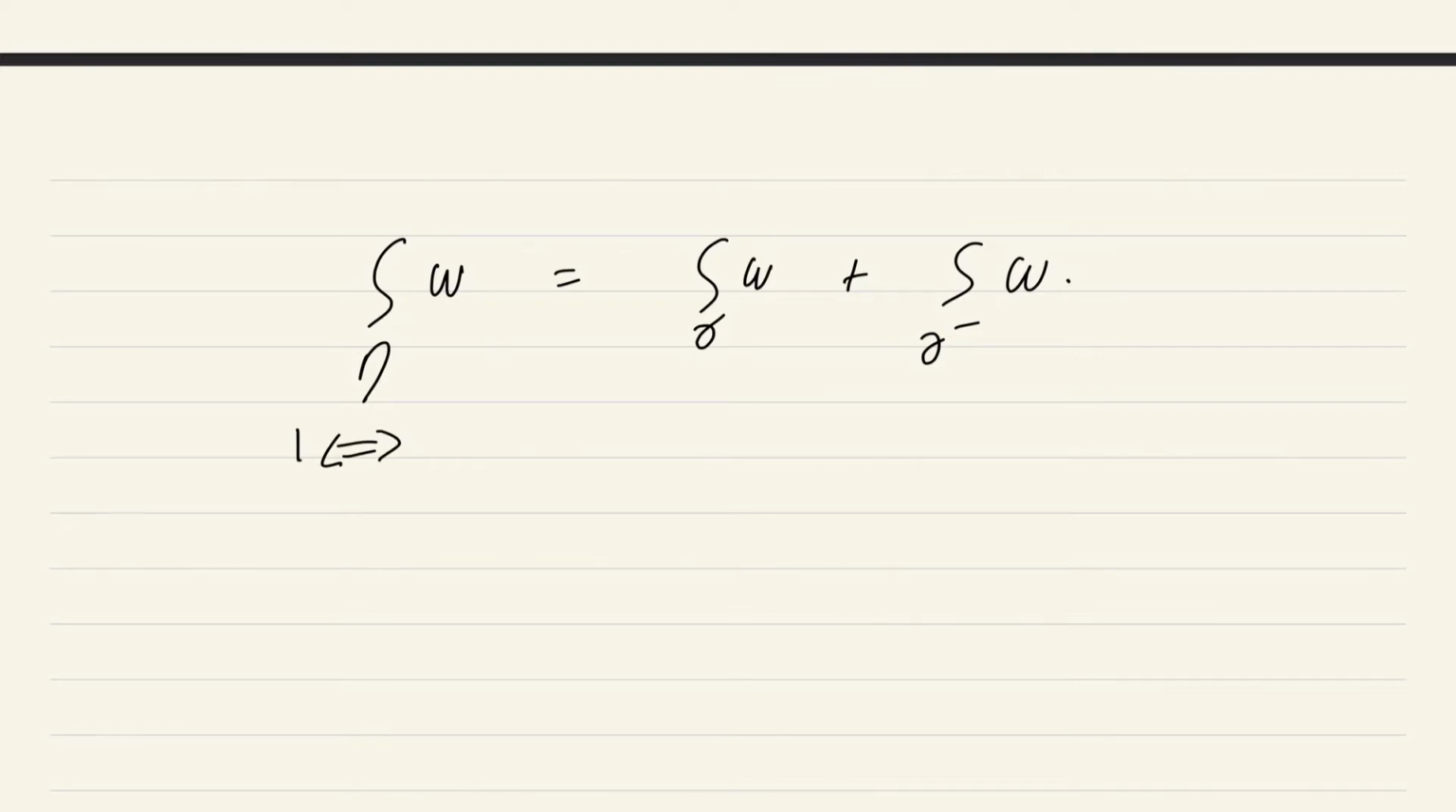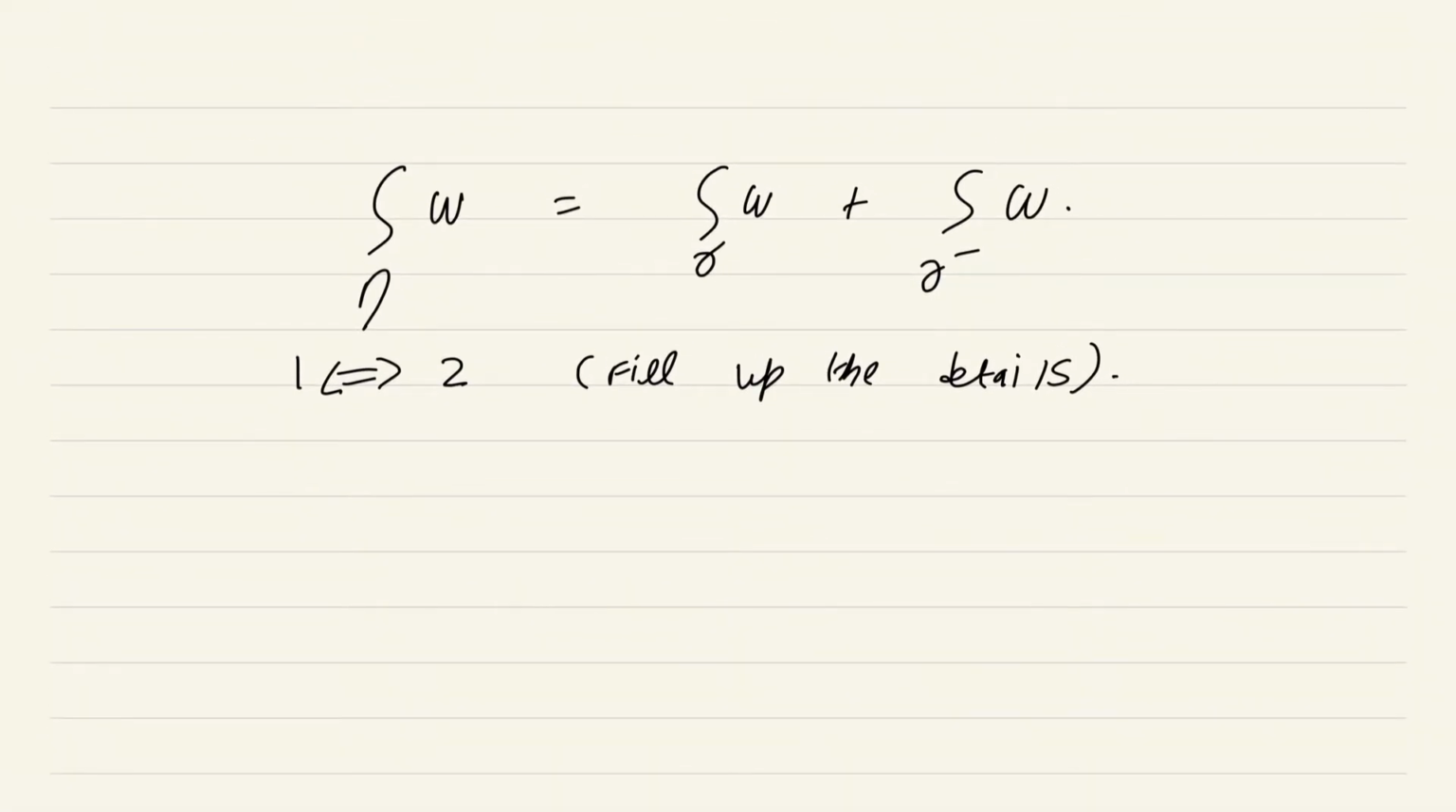Now because of this expression, condition 1 is equivalent to condition 2. Fill up the details. There's very little to fill up actually. If you have a closed curve, you can just break it up into two curves. If you have a single curve, you can make it into a closed curve by this concatenation procedure I have shown, and from this you can actually see that 1 and 2 are equivalent. Now assume 2 is true. Assume that the second condition holds.